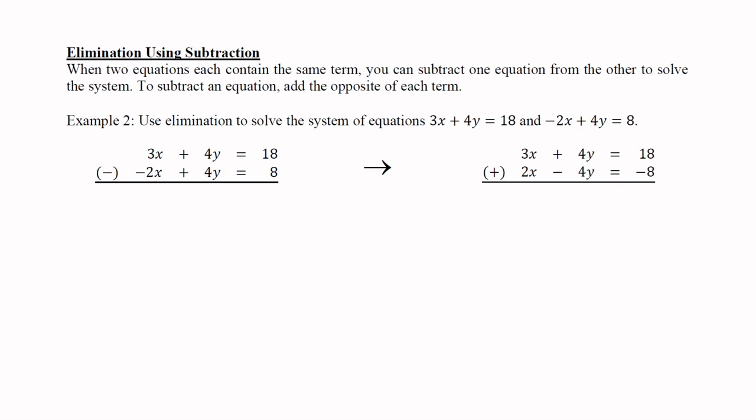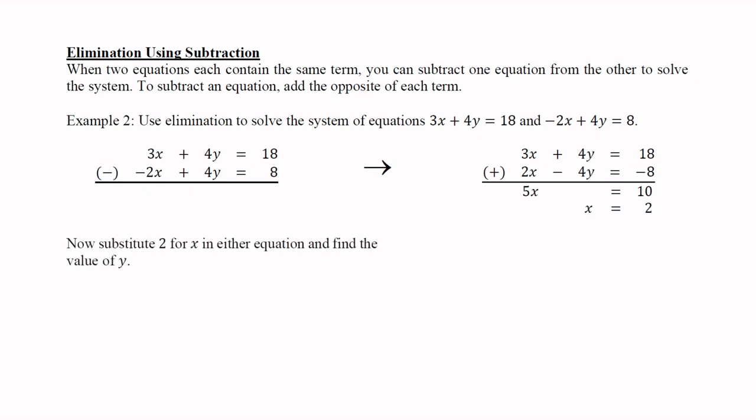Subtracting positive 4y is the same as adding negative 4y, and subtracting 8 is the same as adding negative 8. And then from here, we can add 3x plus 2x, which gives us 5x. Our 4y terms cancel, and then 18 plus negative 8, or 18 minus 8, gives us 10. Divide each side by 5, and you get x is equal to 2.